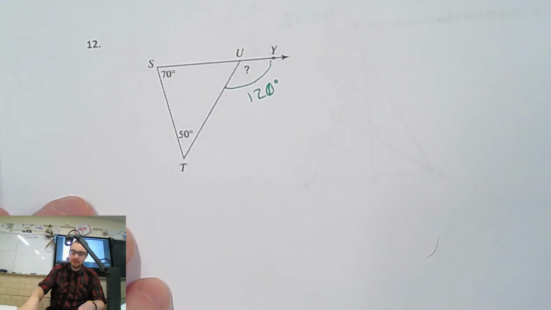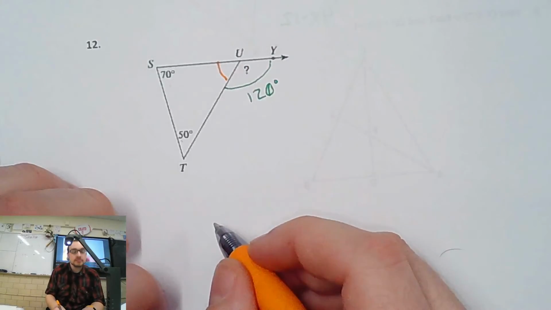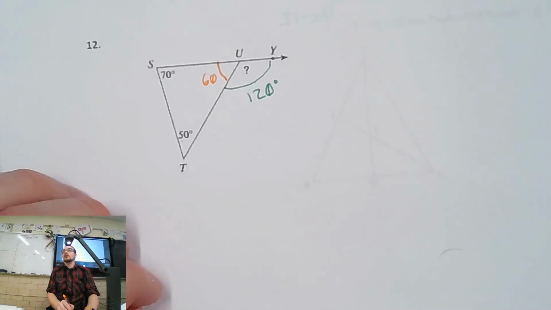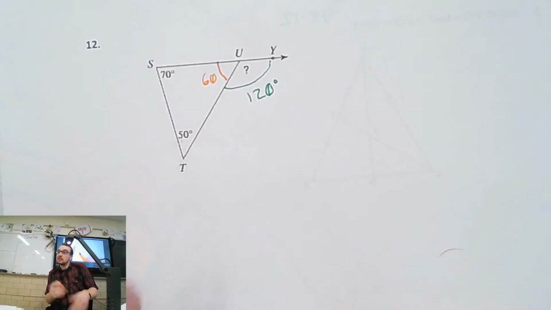You can check your work. If that's 120, what does the orange angle have to be? 60. Right? And does 60, 50, and 70 make 180? Yeah, it does, because 60 and 60. Gotta think of that one.